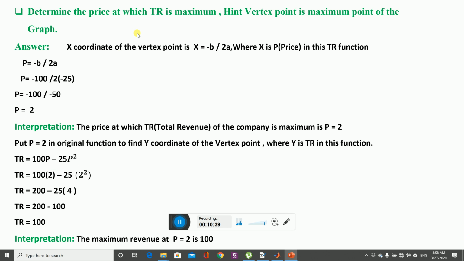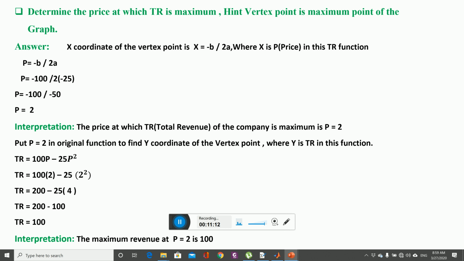Determine the price at which total revenue is maximum. The hint is this: we can use the vertex point to determine the price at which the revenue will be maximum. So let me briefly tell you that when there is a question that you have to define the highest revenue or highest profit or maximum profit or minimum cost, you have to recall in mind the vertex point, because the vertex point is the highest point of the parabola, concave up or concave down.